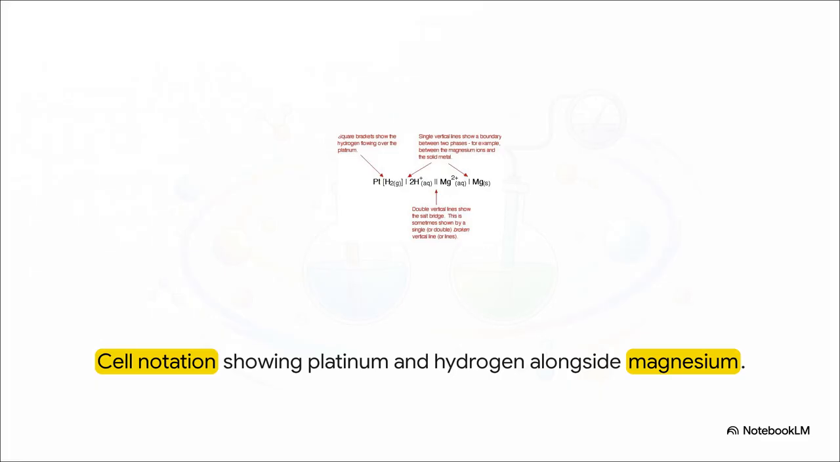To communicate these complicated setups efficiently, scientists use a really specific visual notation. If you read this notation from left to right, we see the platinum and hydrogen gas of our reference. Those single vertical lines, they represent phase boundaries, like gas meeting liquid or liquid meeting solid metal. And those double vertical lines smack in the middle represent the salt bridge we saw in the previous diagram, which is absolutely crucial for keeping the whole system electrically balanced.